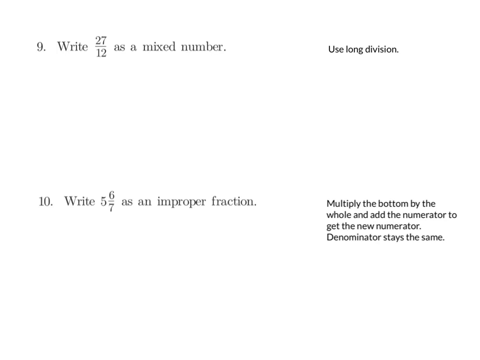Okay, we can also convert back and forth between mixed numbers and improper fractions. So in order to convert from an improper fraction to a mixed number, we're going to use long division. So we get 27 goes inside, 12 goes outside, 12 goes into 27 2 times. 2 times 12 is 24. Subtract, we get 3.